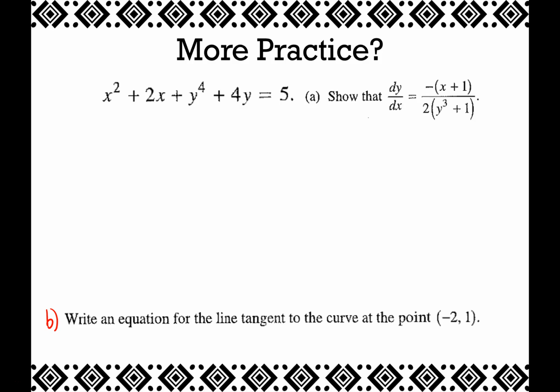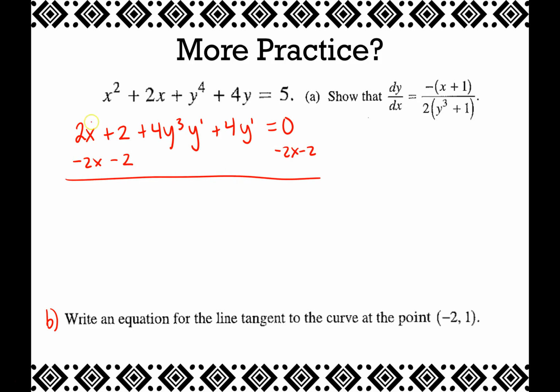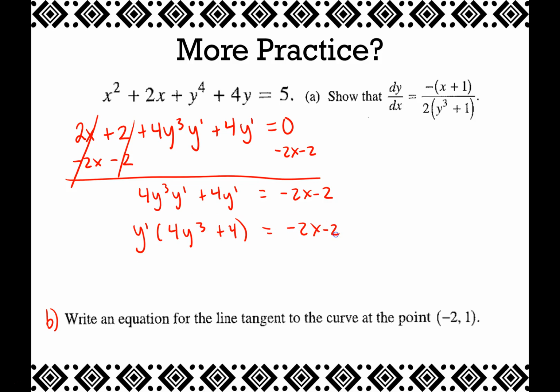All right, I'm going to go through this problem. So we're going to be taking the derivative of x squared is a 2x plus 2 plus 4y cubed y prime plus 4, that's derivative of 4y, and then don't forget to put the y prime equals 0. Let's subtract a 2x and a 2, so minus 2x minus 2. So we're left with a 4y cubed y prime plus 4y prime equals negative 2x minus 2. Pull out a y prime, and I'm left with a 4y cubed plus 4 equals negative 2x minus 2.